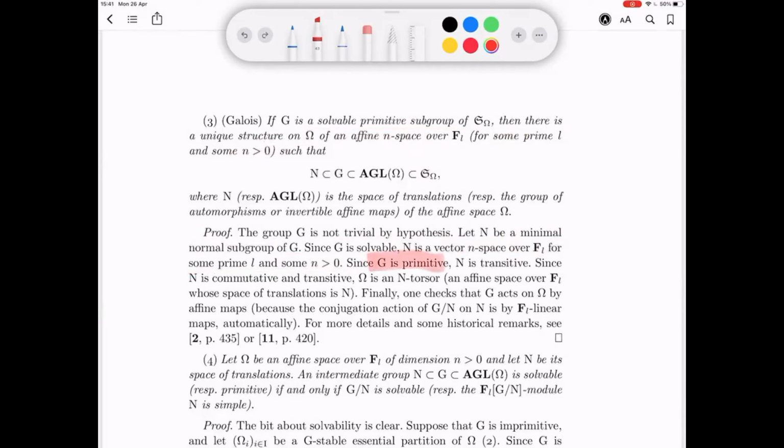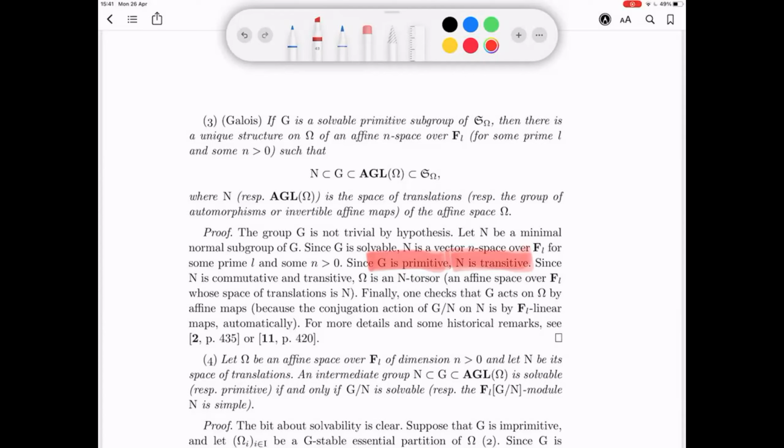Now, we also know that G is primitive. We have just used the fact that G is solvable, but G is also primitive. Here is another bit of group theory: if you have a primitive group, not only is it transitive, as I said earlier, but every normal subgroup is also transitive. Again, this is a bit of group theory, and you can look it up.